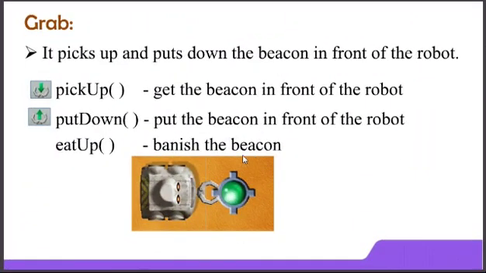Then grab. Grab means it picks up and puts down the beacon in front of the robot. This is for pick up. Then this is for put down. Pick up means it gets the beacon in front of the robot. Put down means it puts the beacon in front of the robot. Then eat. It vanishes the beacon. We cannot see the beacon after the eat command.